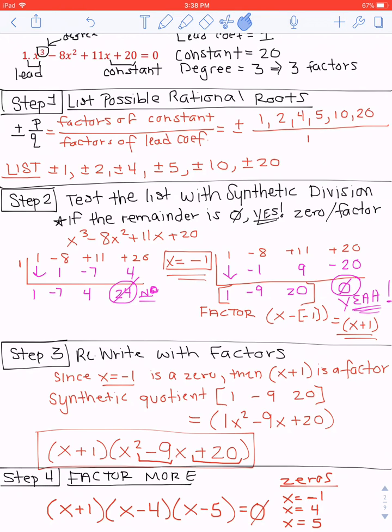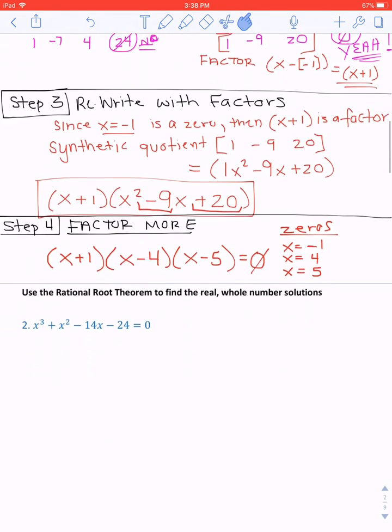We'll get there eventually. All right, so let's do one together-ish. By together, I mean I'm going to be pausing and you're going to be trying to do it on your own on a piece of paper and checking in with me. So let's look at number 2.